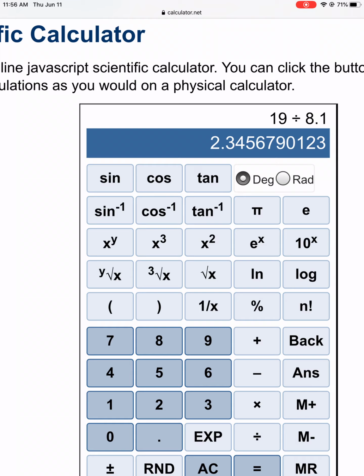2.34567. Look at that. There's no 8, then 9, 0, 1, 2, 3. It's almost like a pattern.